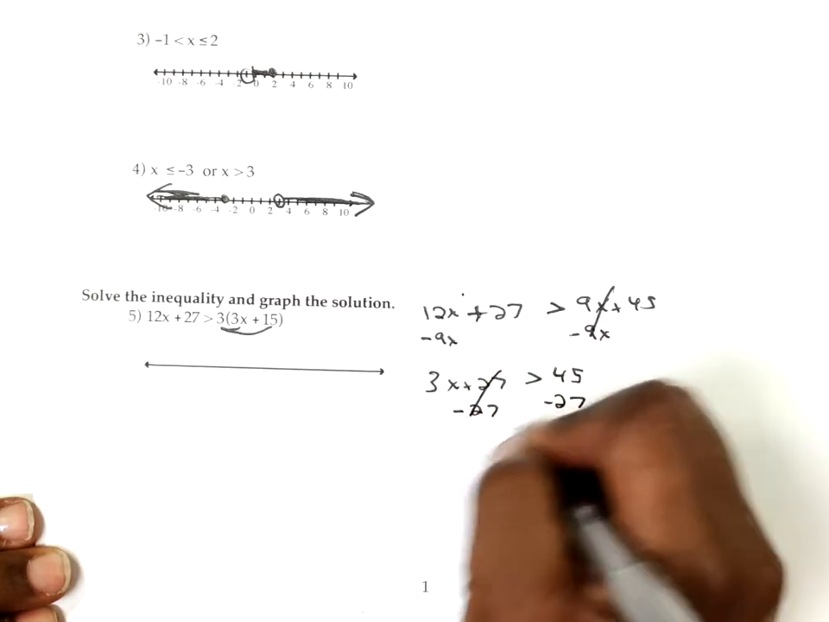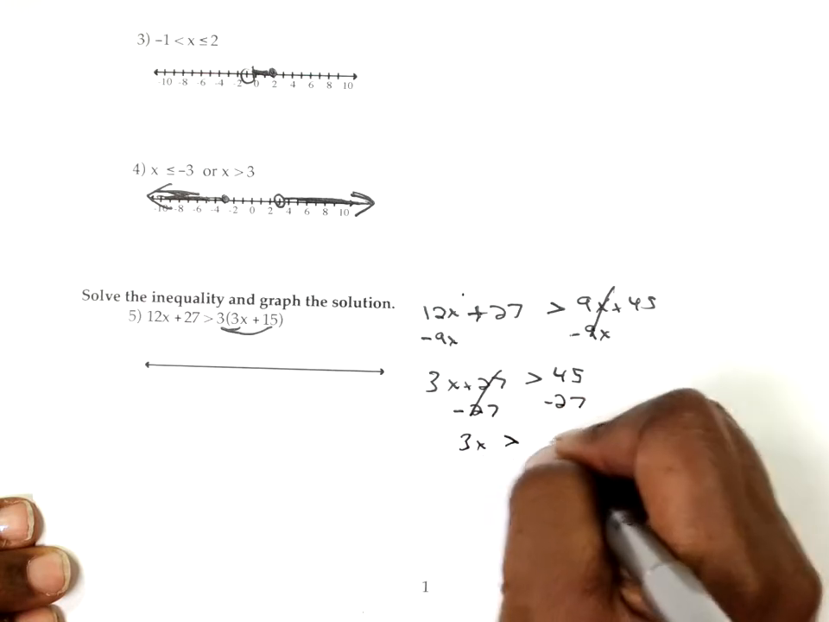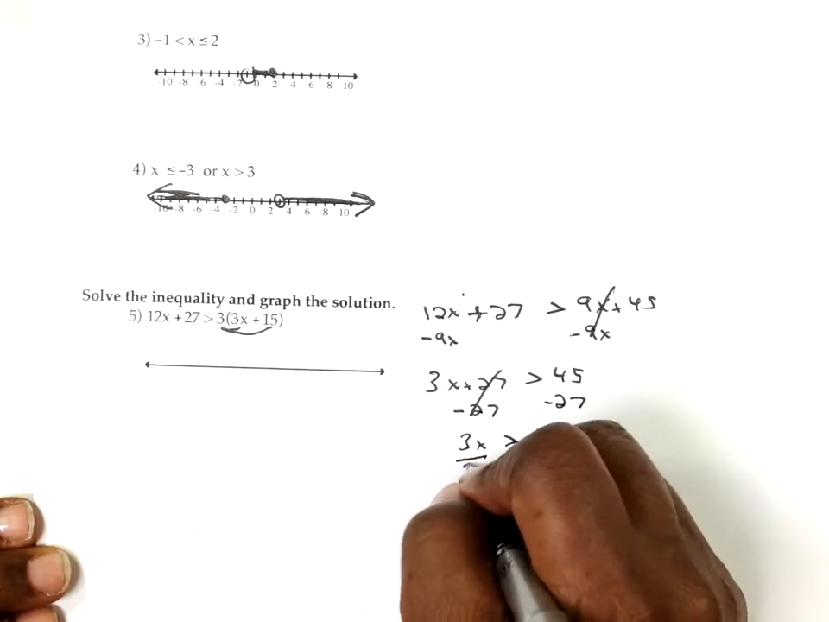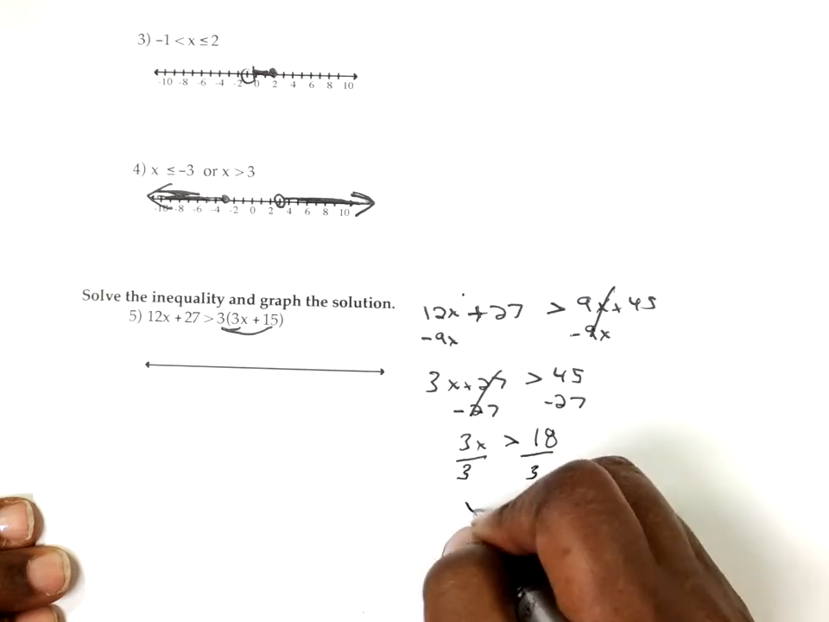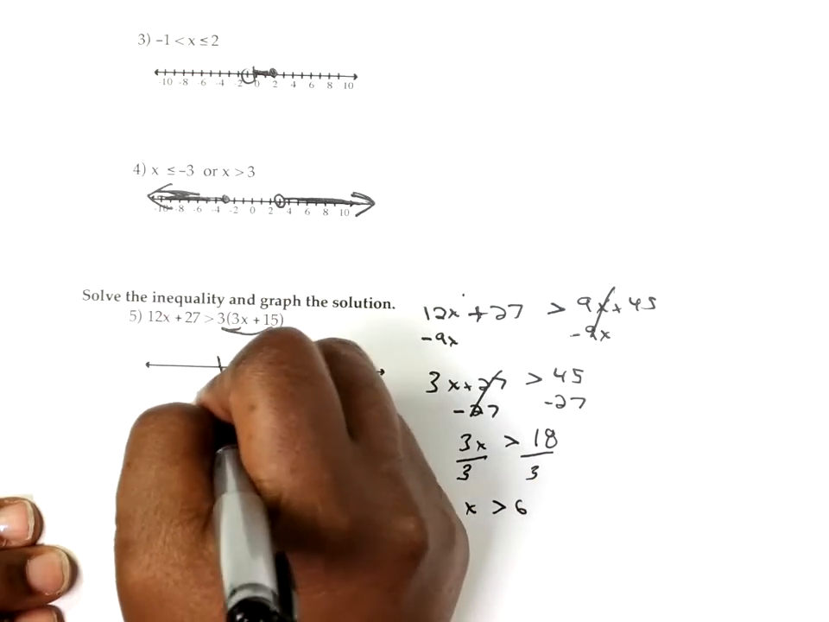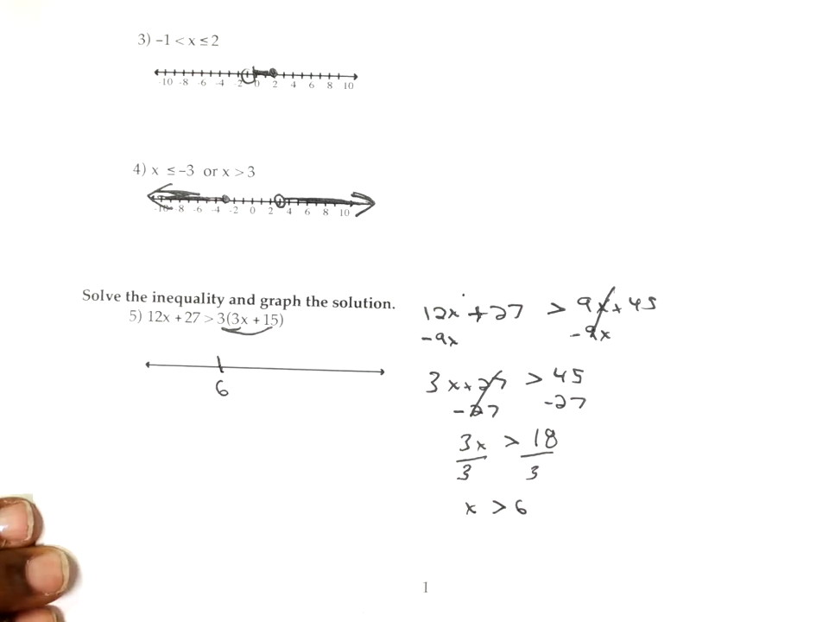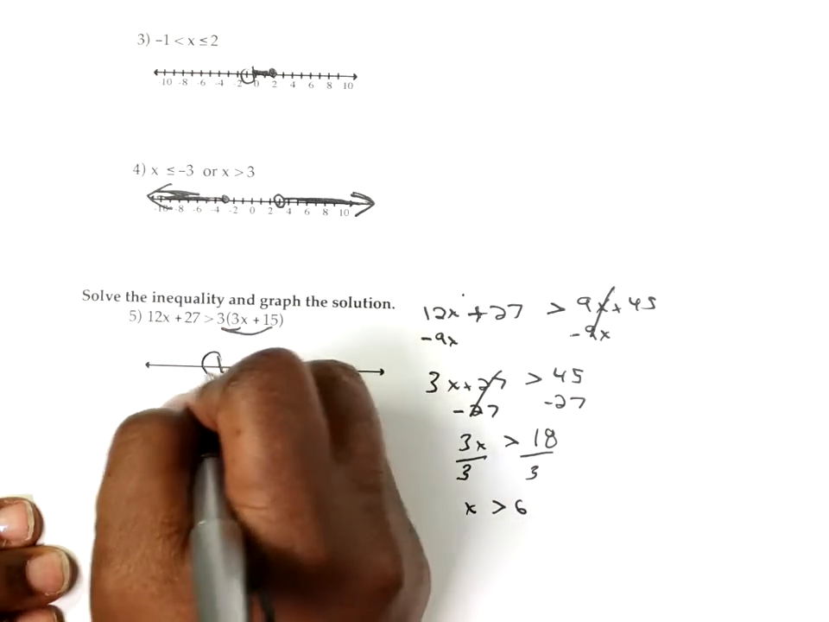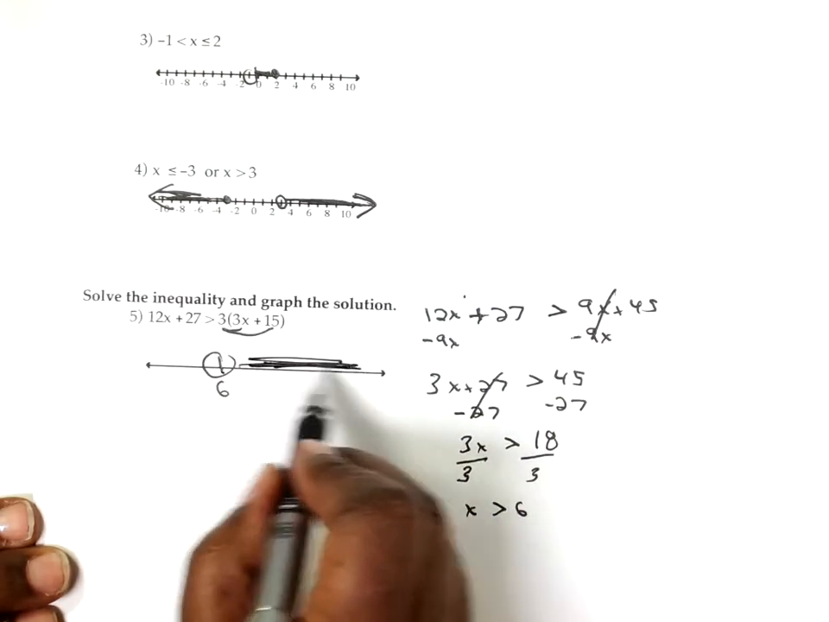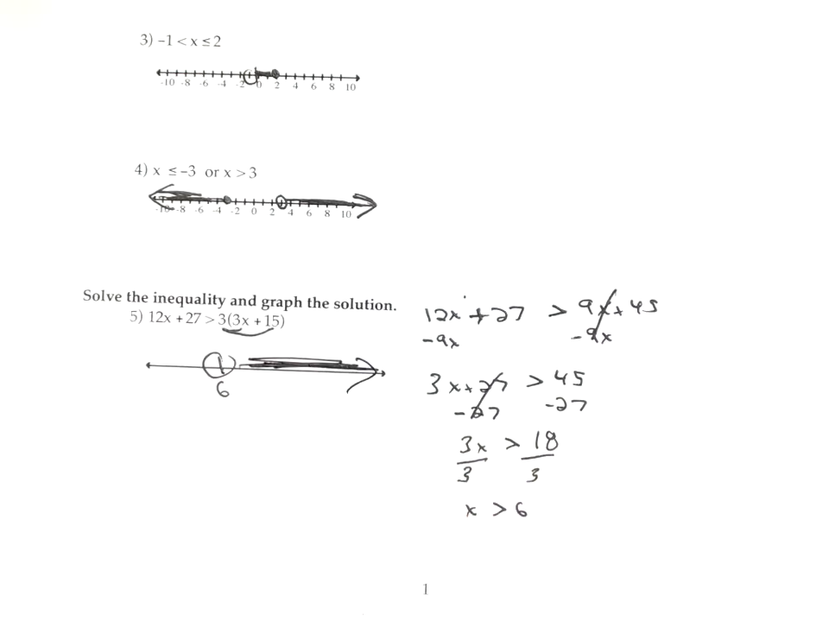Subtract 27. And that gives me 3x is greater than 18. And then divide by 3. So we get x is greater than 6. To find your number line, at 6 I'm going to put an open circle because it's just greater than. And then shade to the right.